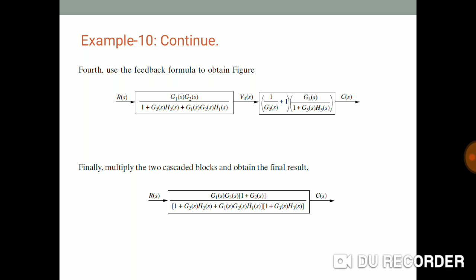G1(s) into G3(s), in another bracket 1 plus G2(s), divided by, in one bracket 1 plus G2(s) H2(s) plus G1(s) into G2(s) H1(s), in another bracket 1 plus G3(s) H3(s).